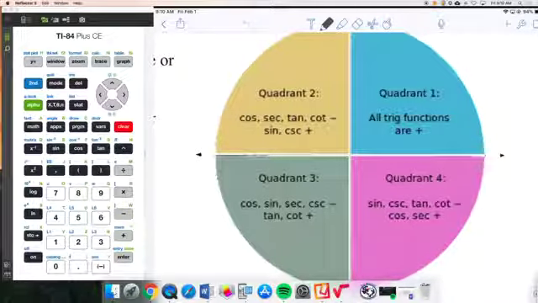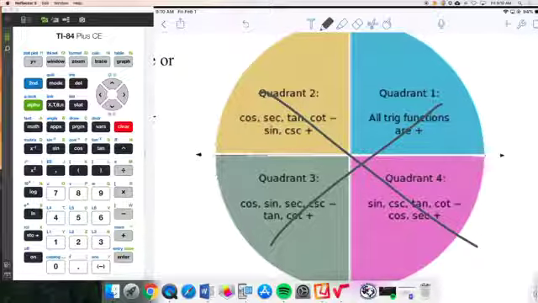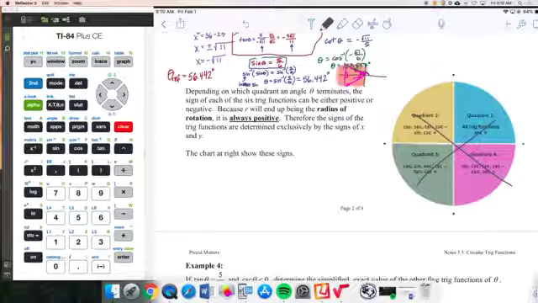So this chart here, you don't have to memorize this, okay? This chart just tells you where things are positive or negative. You don't need to know that because why? You know the definitions in terms of x, y, and r, and you know that r is always what? Positive. So the sign of the trig function is determined by the sign of x and y, all right?